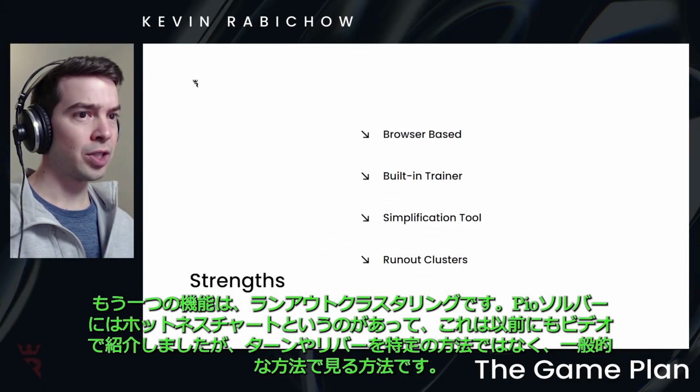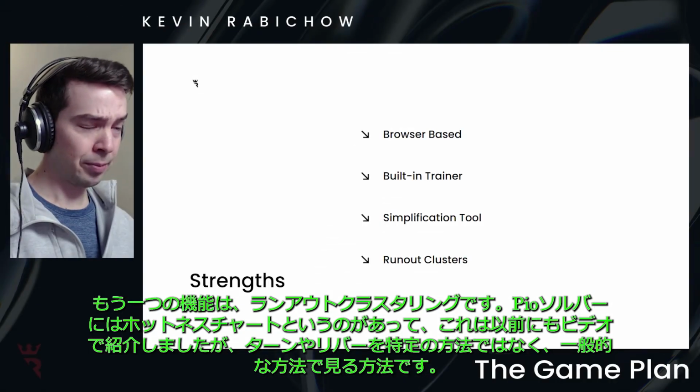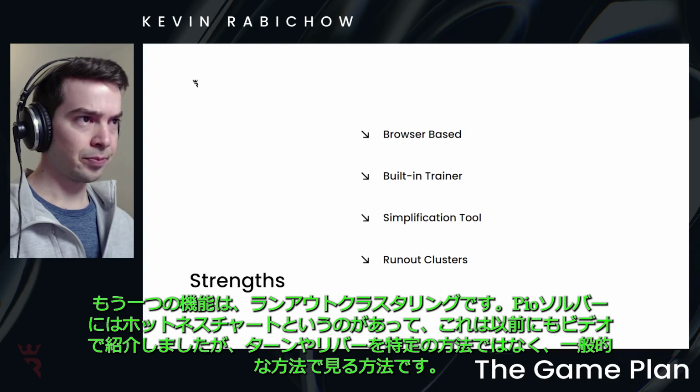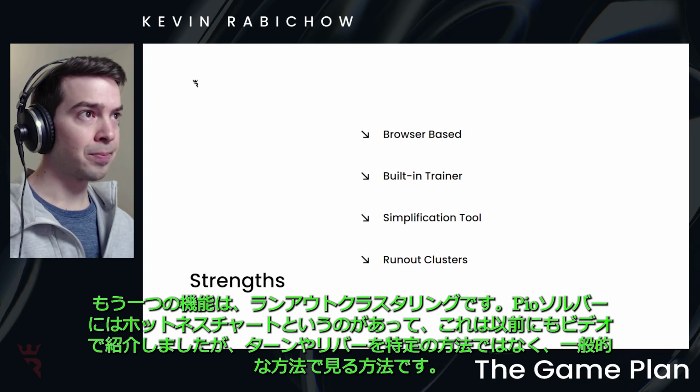So the other feature that I want to talk about quickly is runout clustering. And this is something that, again, a lot of tools have some version of. I know that PioSolver has the hotness chart, or I believe that's what it's called, that I've shown before on previous videos, as a way of looking at turns or rivers in a general way rather than a specific way.